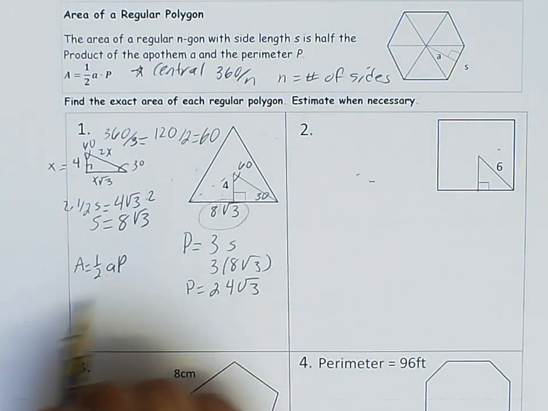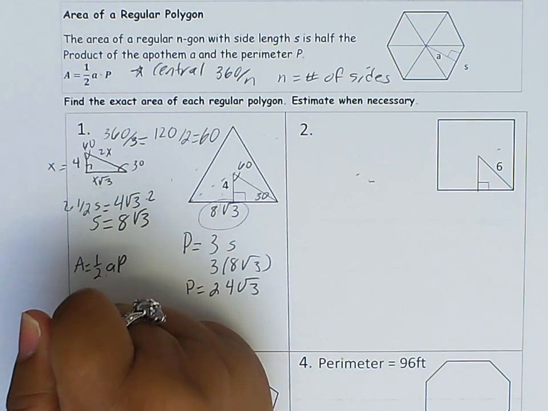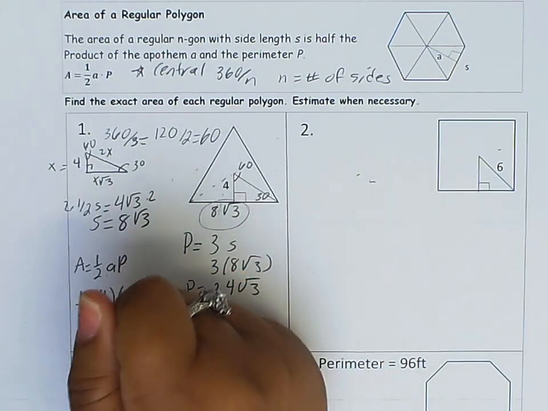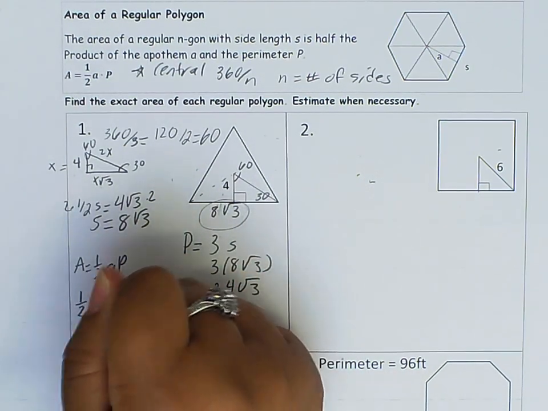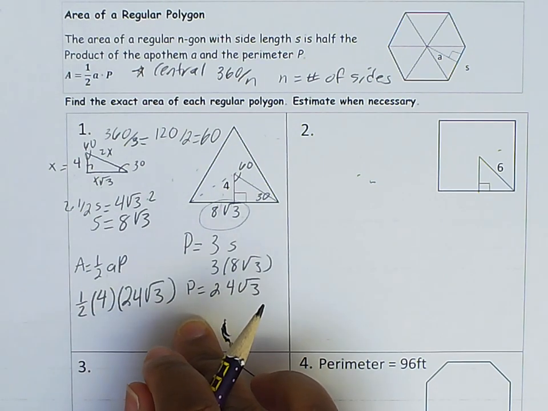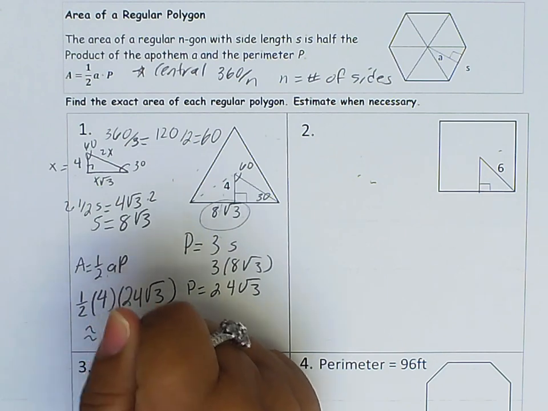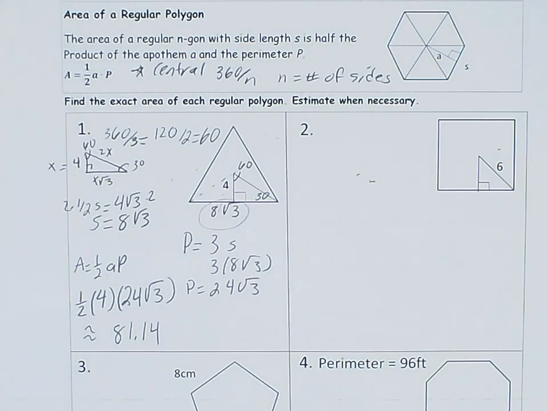So now I'm just going to put everything into the formula. So we're going to keep the 1/2. You type in the apothem, and then you type in your perimeter. You can put all that in the calculator, and I think it turns out to be about 81.14. And that's all you do. All right, let's try another one.